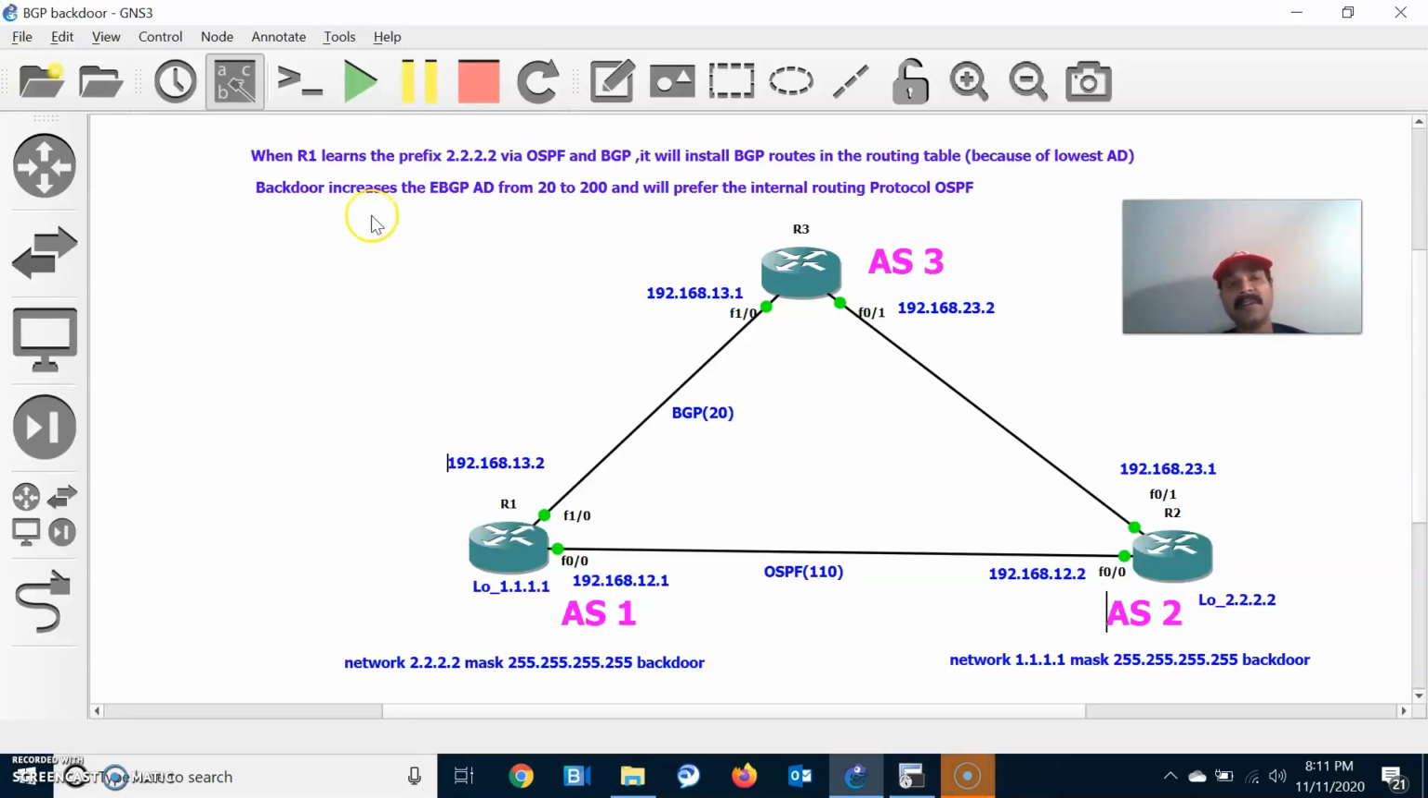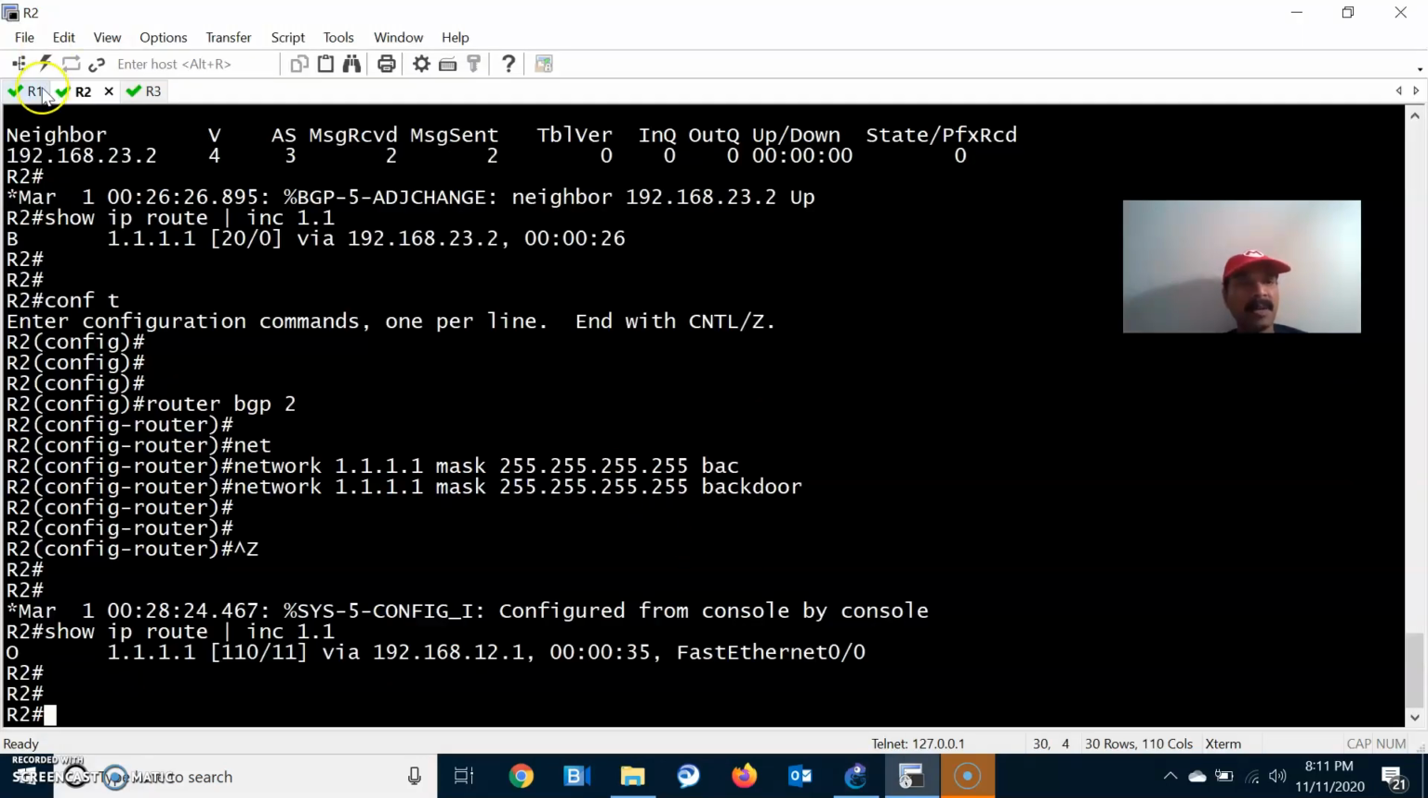What happened after configuring this backdoor attribute is that it increases the EBGP AD from 20 to 200. So it will be a higher administrative distance, and it will prefer the least administrative distance. So it is preferring the internal routing protocol. That is the main purpose of backdoor.